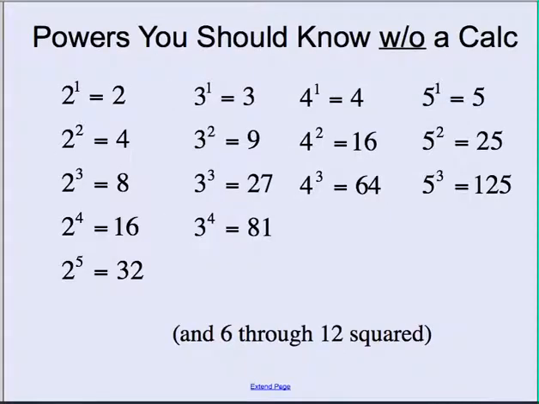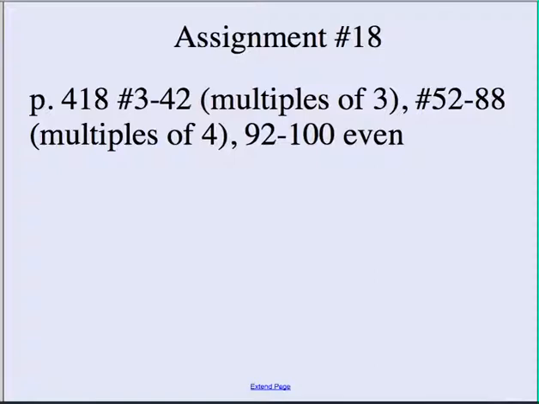And then this is the end of the video. I just wanted to point out some powers that you need to know how to find without a calculator. So you should know 2 all the way up to the power of 5, which is 32. If you know 2 to the 6th, that's great. 3, you should know all the way up to the power of 4. 4 and 5, you should both know all the way up to the power of 3. And then you should also know the numbers 6 through 12 squared. This is without using a calculator. And then here is the assignment 18.